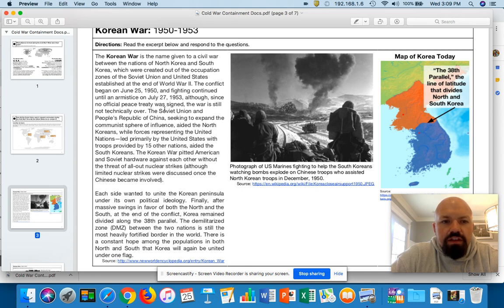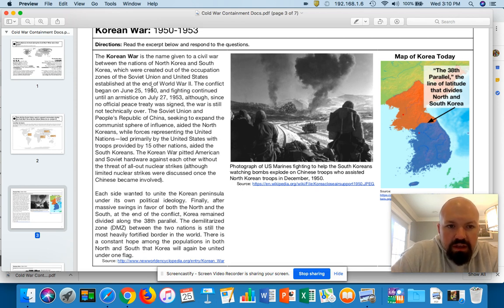The Soviet Union and the People's Republic of China, seeking to expand the communist sphere of influence, aided the North Koreans, while forces representing the United Nations, led primarily by the United States, with troops provided by 15 other nations, aided the South Koreans. The Korean War pitted American and Soviet hardware against each other without the threat of all-out nuclear strikes. Limited nuclear strikes were discussed once the Chinese became involved.